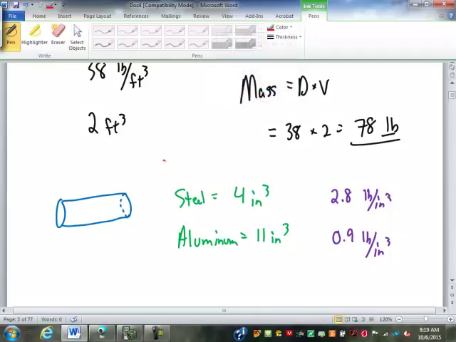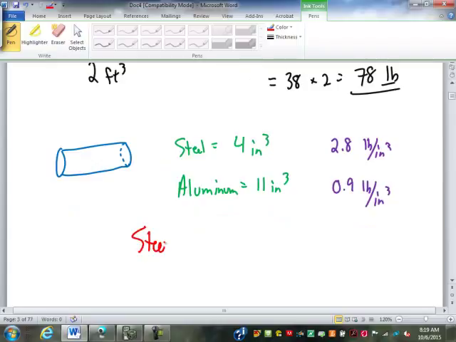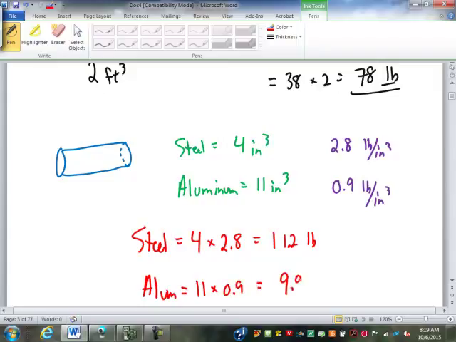So trying to figure out which one is going to be heavier, going to add more weight to the machine. Well, the steel, volume times density, 4 times 2.8 is 11.2 pounds, right? 11.2 pounds. For the aluminum, it's going to be 11 times 0.9, or 9.9 pounds. So the aluminum is going to add, even though it's going to take considerably more of it, almost 3 times more, it still adds less weight to the overall piece.